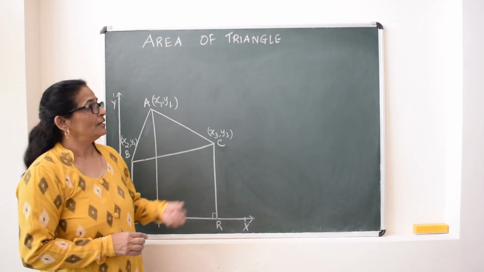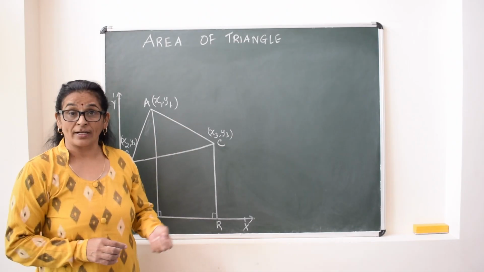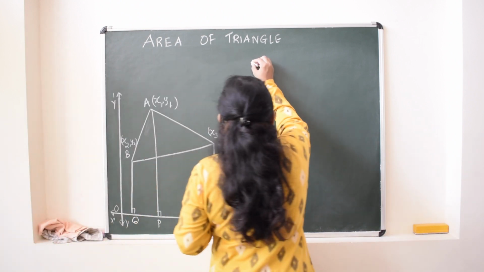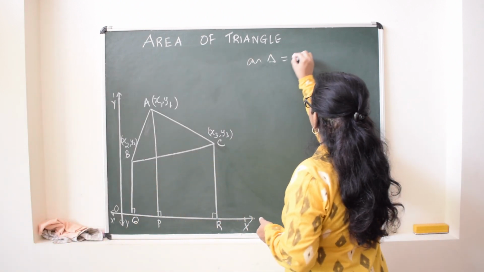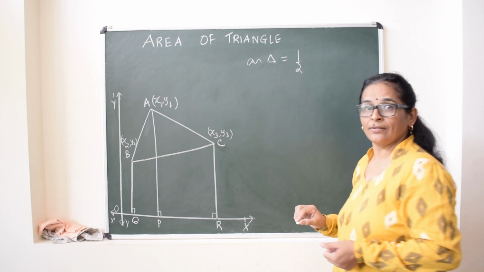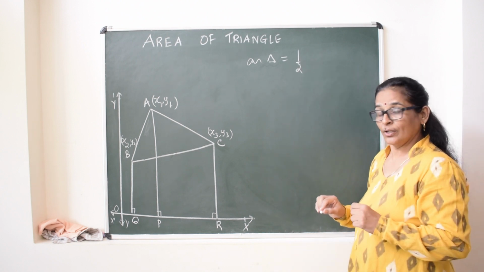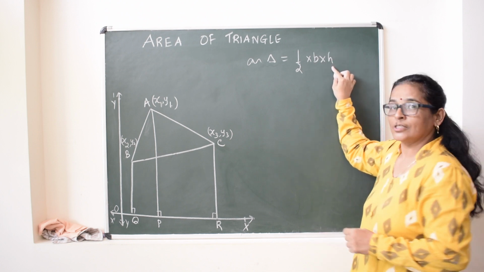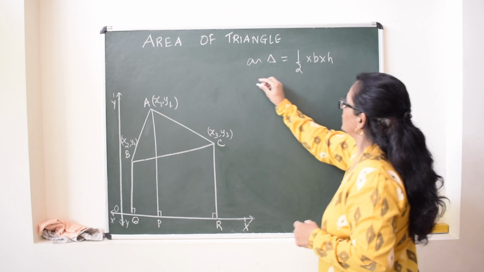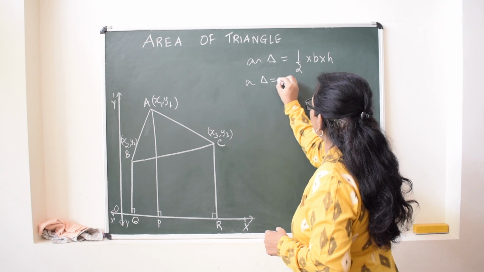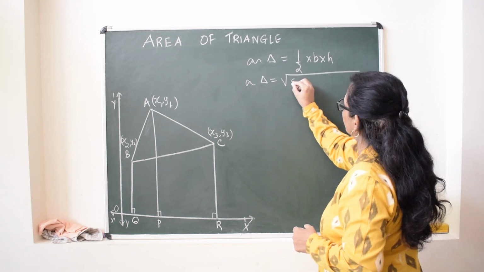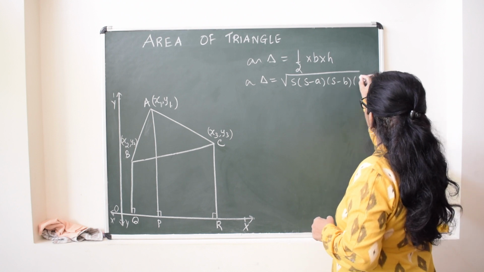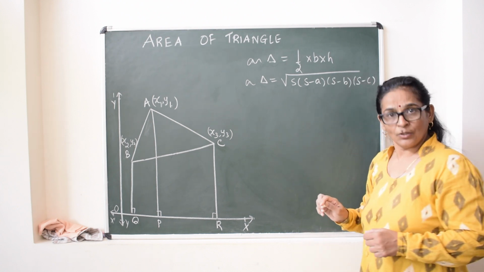Here we will learn how to find out the area of a triangle in the Cartesian plane. But if we say area of triangle, then normally what comes to our mind is half base into height. This is when we know the base and the corresponding height. Also, the area of a triangle can be found with the help of sides when sides are known to us.